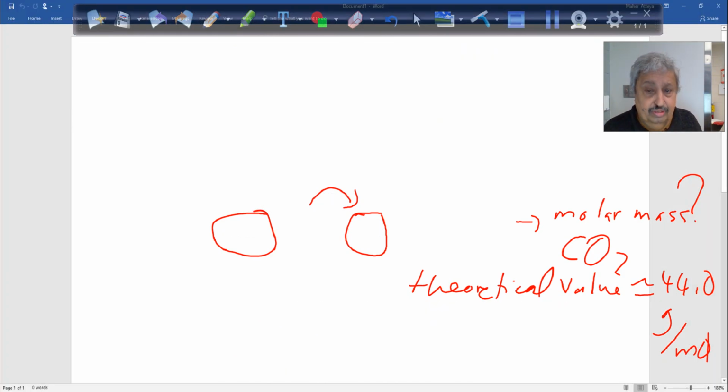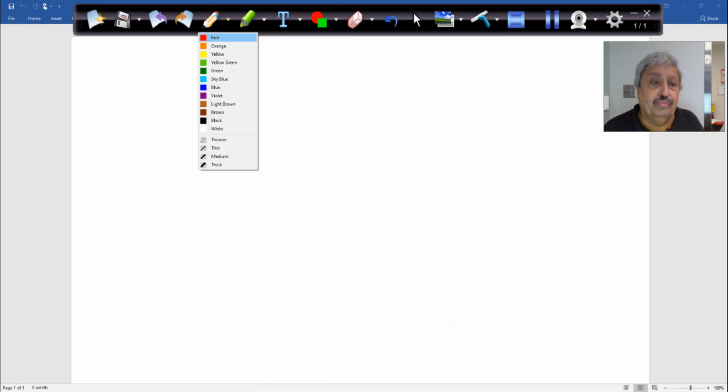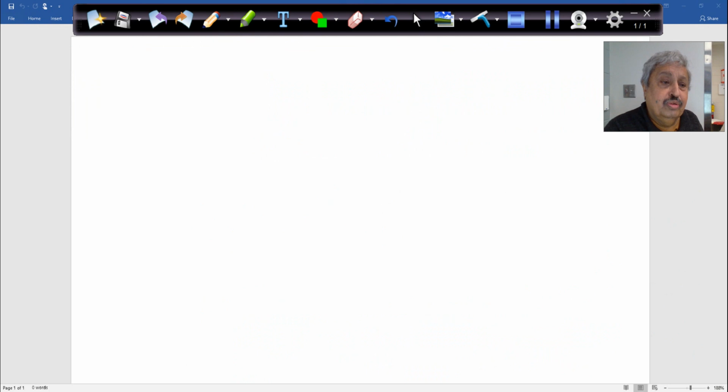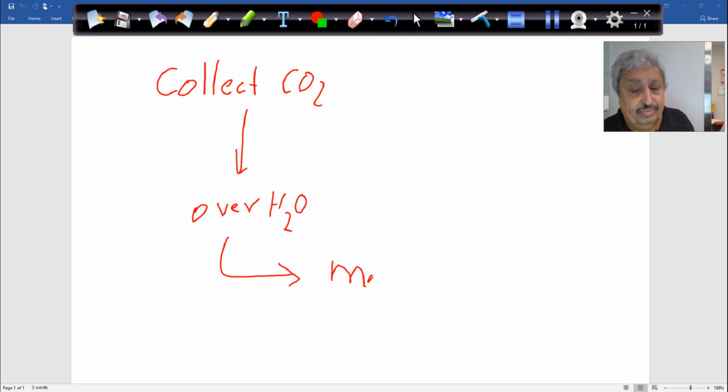From there, you can combine. Here it is. So let me take this one here. First of all, you collect CO2 over H2O, and then you determine the mass of H2O, then the volume of H2O.